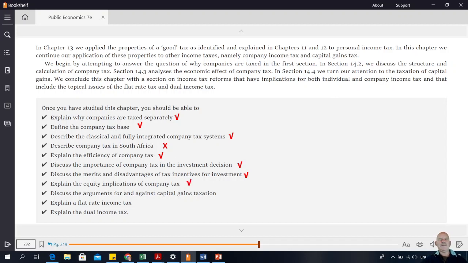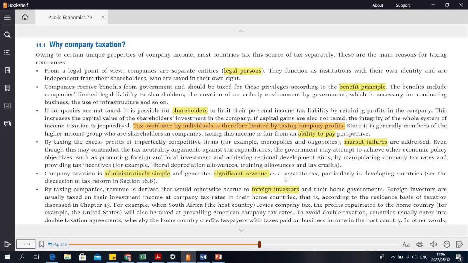Definitely the equity implications of the company tax and the arguments for and against the capital gains tax, because we have a capital gains tax in South Africa. So for you as a student of economics, it's important to know, why do we have one? They have a story about income tax reform, which I think is a bit beyond the scope of this course, so you don't need to do the final two paragraphs.